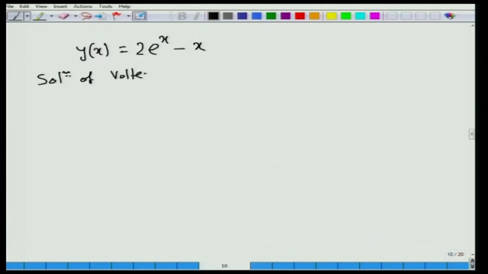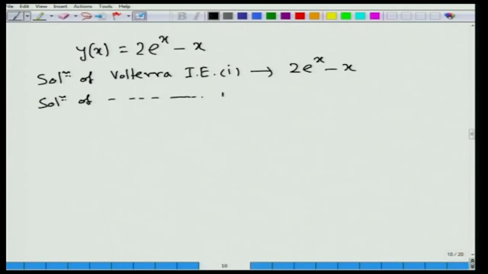Therefore, the solution of the Volterra integral equation, in short IE 1, is 2 e to the power x minus x, and the solution of the Volterra integral equation 2, that is in terms of u what we have written, will be the second derivative of this function, that is 2 e to the power x. You can verify these are the solutions of these two problems. So, this lecture we can stop here.